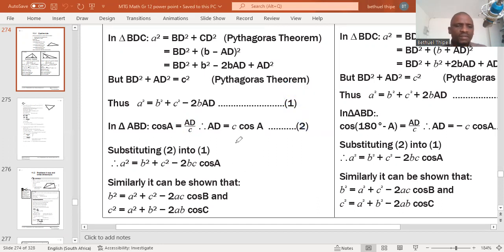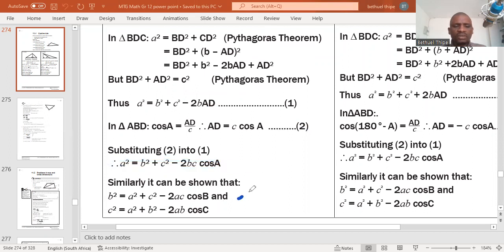How we proceed from here is very easy. You substitute where there is AD by C, the cos of A. So this part comes here. Let's repeat it. Where there is AD, you substitute AD by C, the cos of A. So this is what we do here. You substitute equation 2 into equation 1. You can see that when we do that, we still have everything as it is here, but AD is represented by C, the cos of A. So this is indeed the proof for cosine rule.